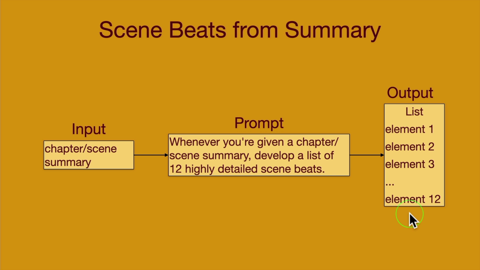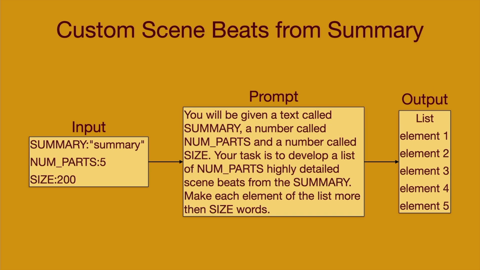What we now would like to do is to take this prompt, make a clone of it, and change the prompt instructions. So instead of just giving it a chapter or scene summary, we want to give it more parameters. Here is an example. As input we will give a summary, with a tag called SUMMARY in capital letters. We will also input how many parts we want, and tag that as num_parts. And also the size of each element in the produced list. How many words each element should have.